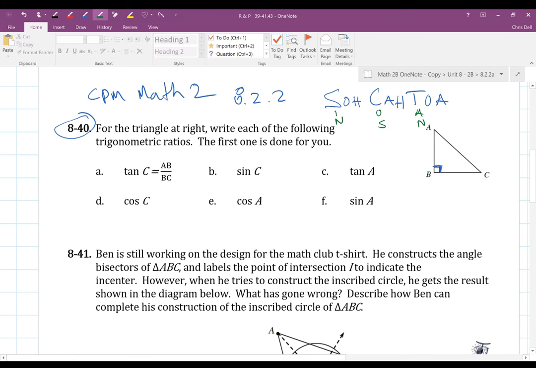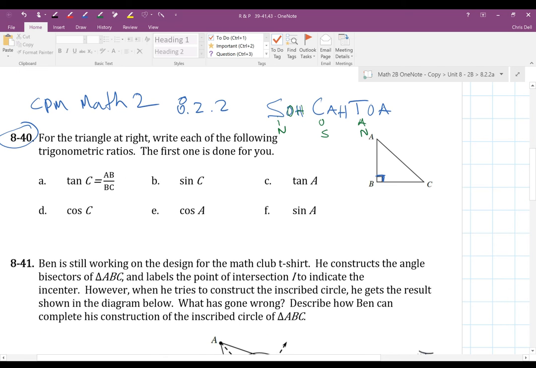So S is opposite over hypotenuse. I'll mark those out. The O stands for opposite, the H stands for hypotenuse, and the A stands for adjacent. Okay, so sine is opposite over hypotenuse. That's the ratio. Let's go through and I'll show you how the ratios work with the problem sets that they give us.